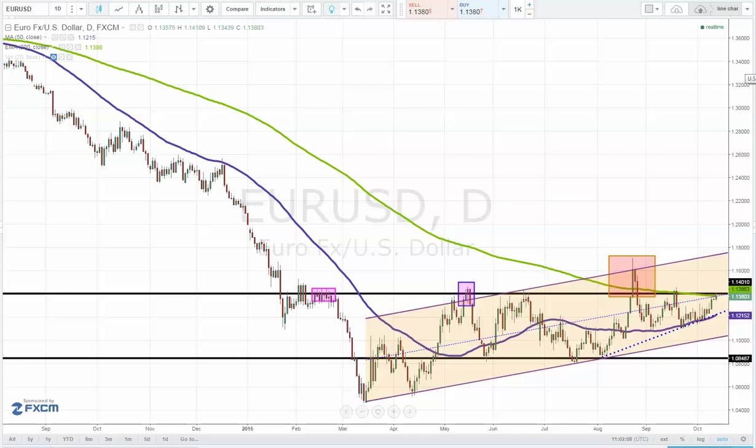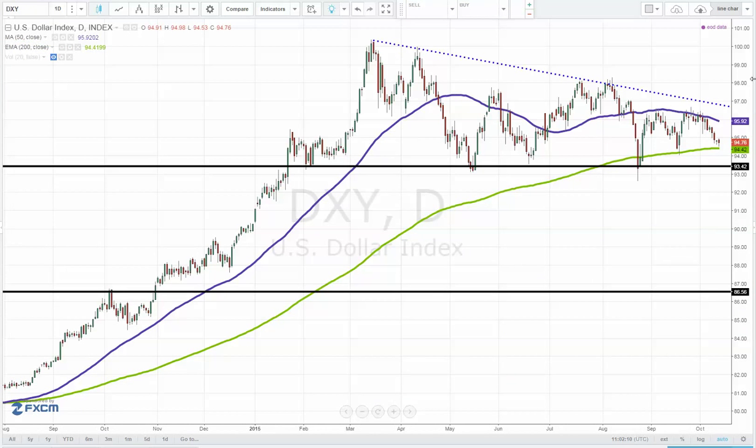It's also confirmed when we look at the US dollar index. Right here, we're at support at the 200 exponential moving average. Now, the US dollar index, the DXY, is very similar to the euro dollar, so this isn't terribly meaningful, but it is some degree of confirmation.